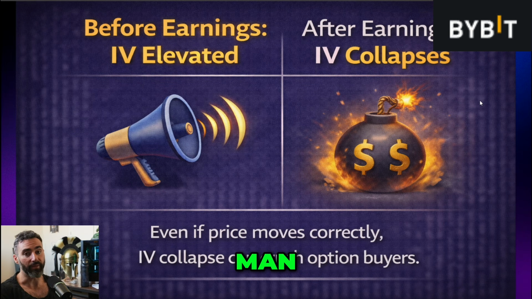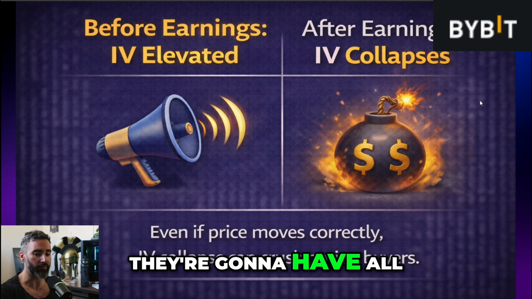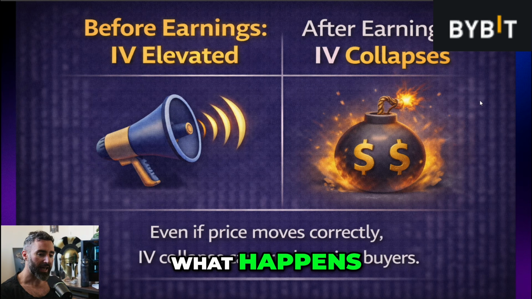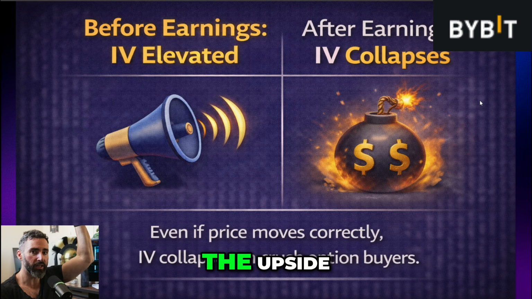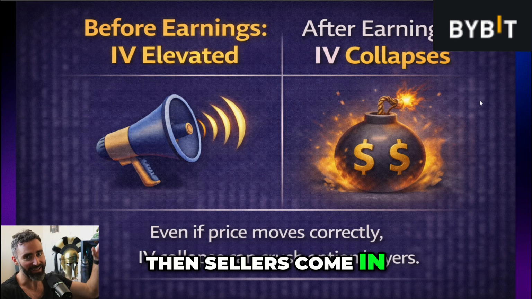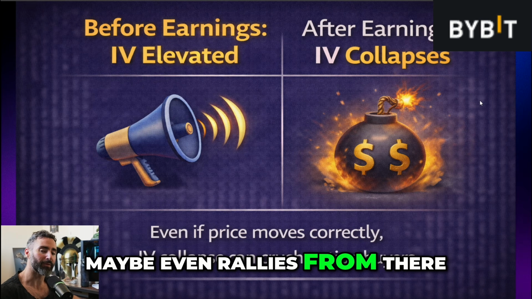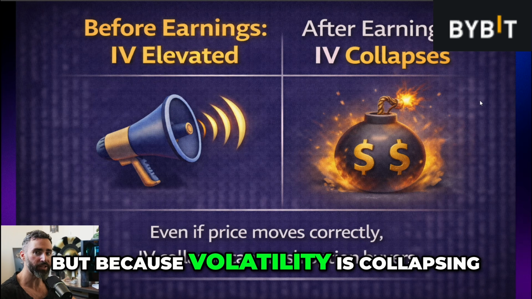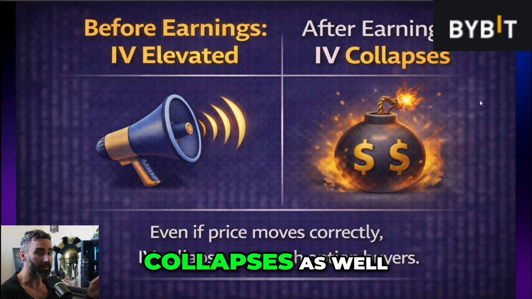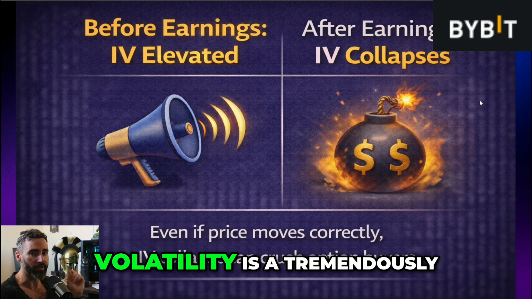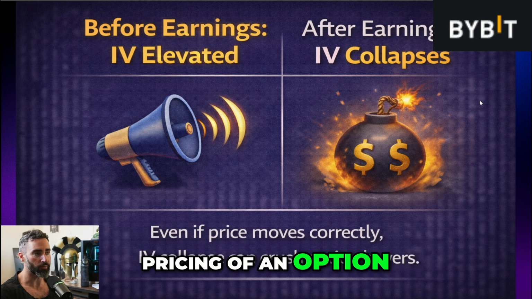You're thinking, oh man, I've been hearing Elon Musk talk really well about this stock. They're going to have all sorts of cool things. What happens? Initially, the earnings report drops, the stock busts to the upside. Then sellers come in, price comes back down a little bit, maybe even rallies from there. But because volatility is collapsing, the option's price collapses as well. Remember, volatility is a tremendously massive component of the pricing of an option.